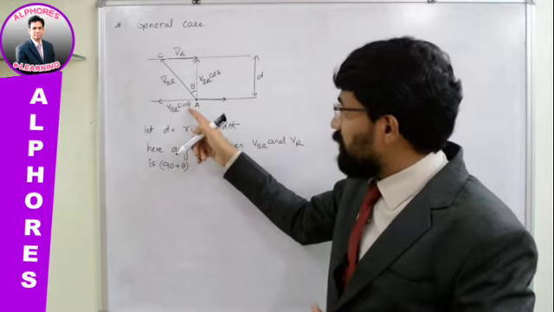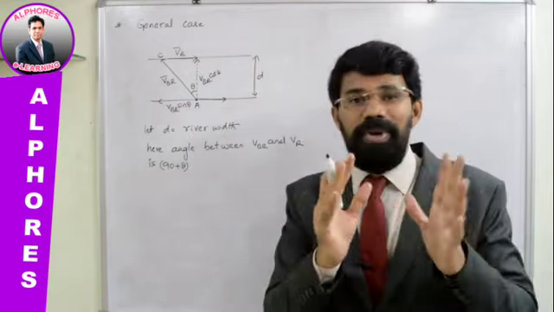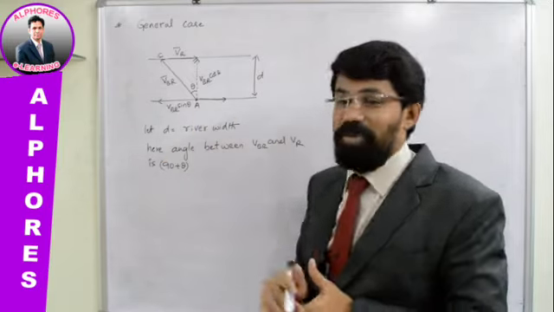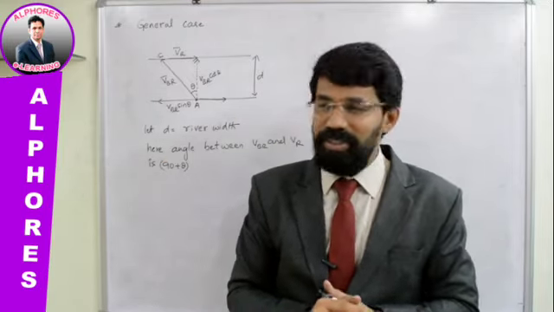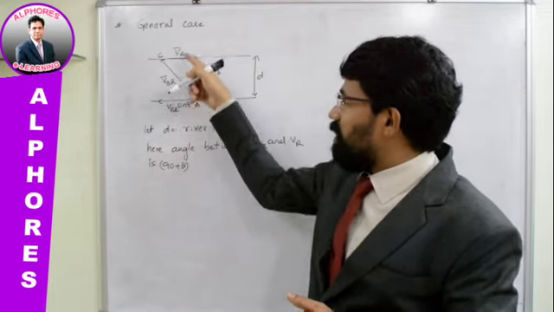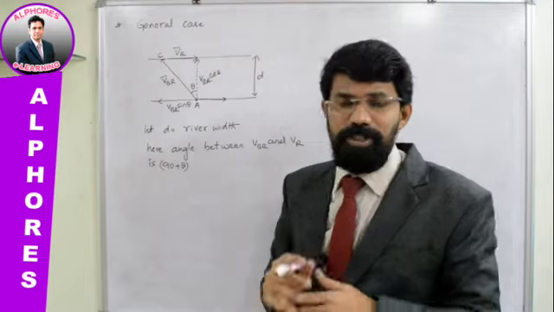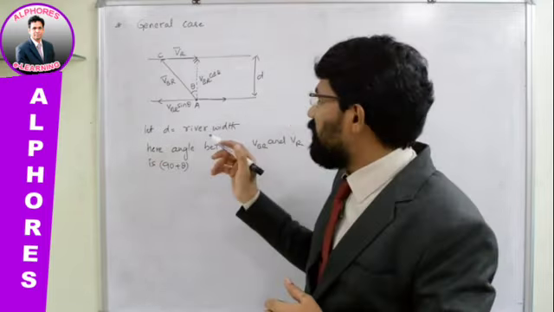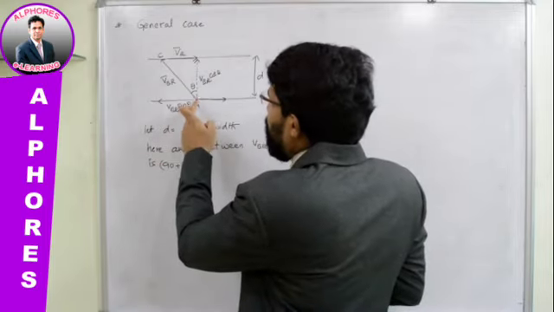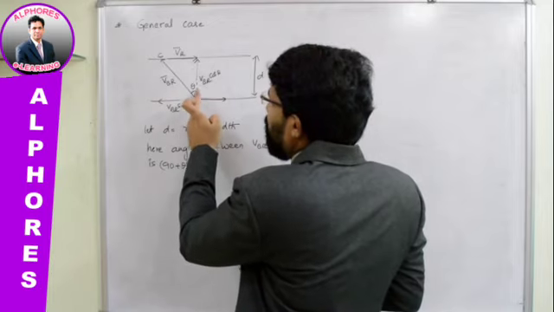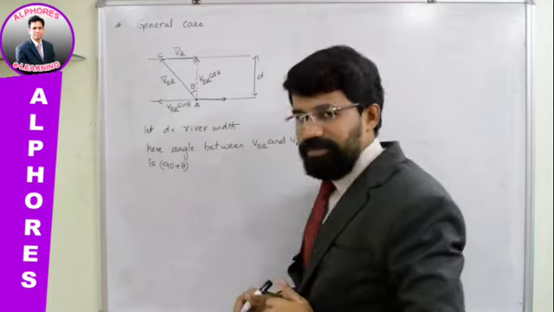If VBR sine theta and VR are equal in magnitude, you know what happens? The effect of these two becomes 0, isn't it? Because both are equal in magnitude but opposite in direction, the resultant value will be 0. In that case, the boat travels along this direction. The resultant path of the boat will be along this direction.